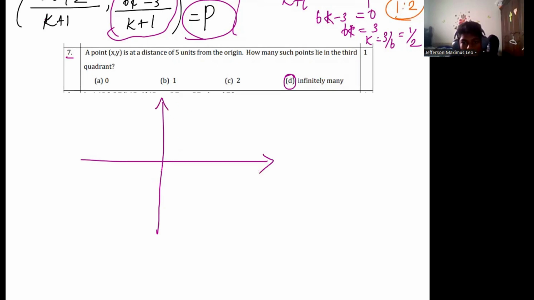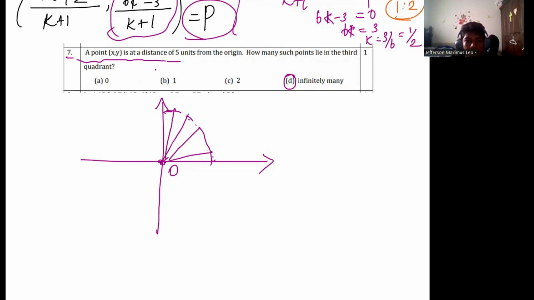Yes, good. This is the origin. A point (x, y). So both have a plus sign. There is a point (x, y) at a distance of 5 units from the origin. How many such points lie in the third quadrant? That is the first one. So (x, y) is anywhere. Plus means mostly in the first quadrant alone. From the origin going anywhere, the distance is 5 units only.